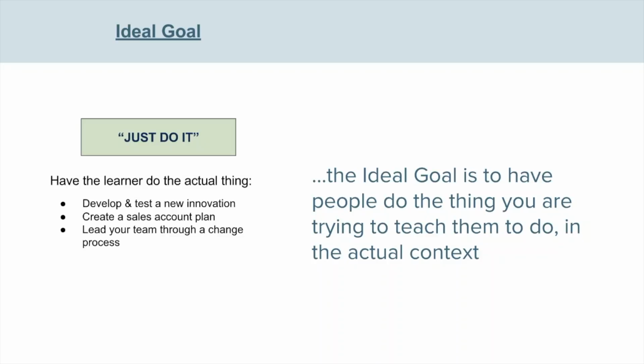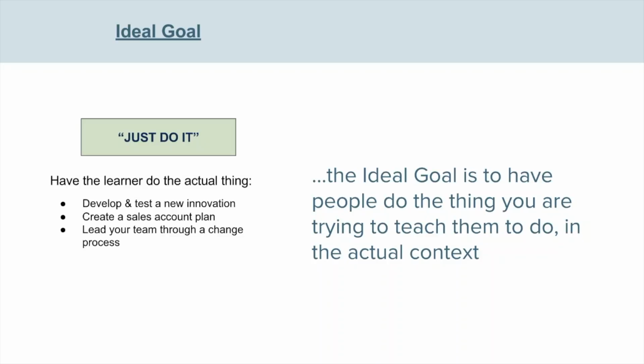It might be creating a sales account plan. Maybe this is something where you're rolling out a new account planning process, and by the end of your program, they've actually created one account plan for one of their sales accounts. Or it might be leading people through a change process that's happening in your organization. So I'm calling this ideal goal, just do it. I'm not sure where I picked up that phrase, but it seems to make sense. So that is the goal, just do it.